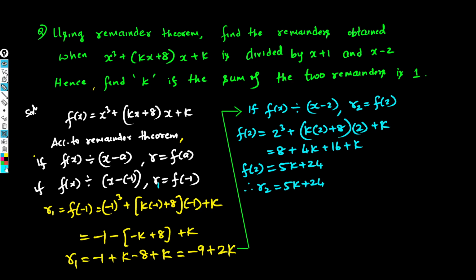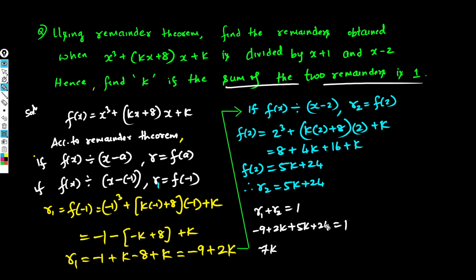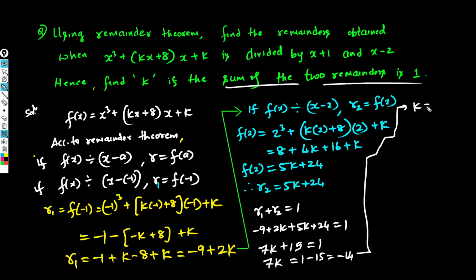Right? But they have given another data in the question that the sum of the two remainders is 1. Therefore, r1 plus r2 would be 1. What's r1? Minus 9 plus 2k. What's r2? 5k plus 24 equals 1. So what would be 2k plus 5k? That's 7k. Minus 9 plus 24 would be plus 15 equals 1. 7k would be 1 minus 15, that would be minus 14. And hence, I can say that the value of k here is minus 14 by 7, which is minus 2.